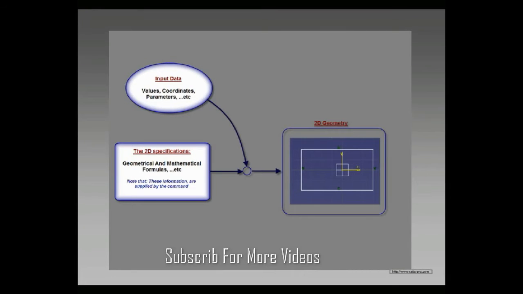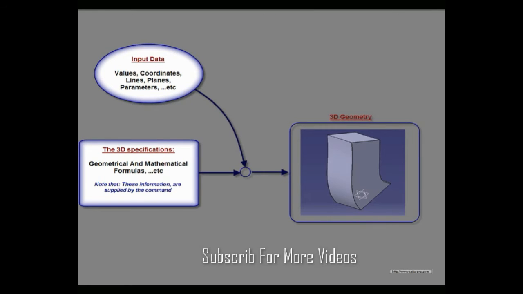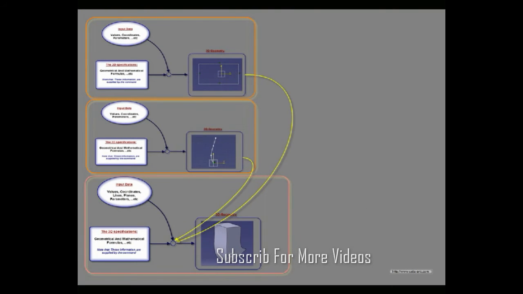Okay then, let's have a look at the data structure for the 2D elements. It consists of two portions: the 2D specifications, which are the mathematical and geometrical formulas, and the input data, like the values or coordinates that we supply. Such data structure will be used for all 2D elements, like the spline. However, in the case of 3D geometries, in addition to the 3D specifications and the normal input values and parameters, 2D elements will be used as input as well.